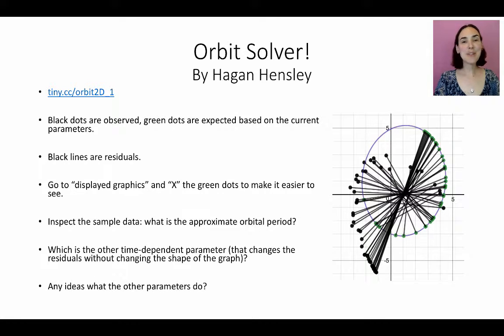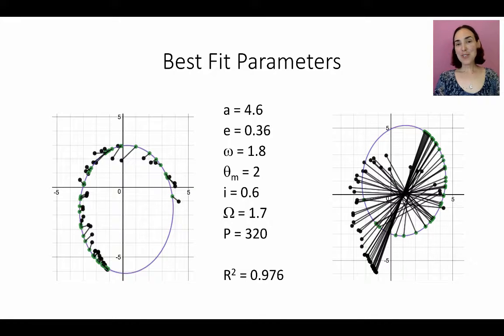And you can also see that theta m is the other time-dependent parameter. Sliding that back and forth changes the residuals mightily, but doesn't change the expected shape of the graph at all. So that's dependent on time. You can also start building intuition for all of the other parameters that seem mysterious, and this was hugely helpful to me in understanding them. These are the best fit parameters that I came up with. You can see we get an r squared close to 1, which symbolizes a pretty good fit, and Desmos calculates that automatically as you're sliding things around and playing with them there.